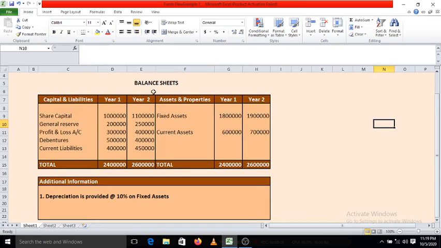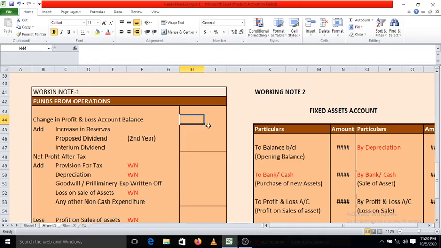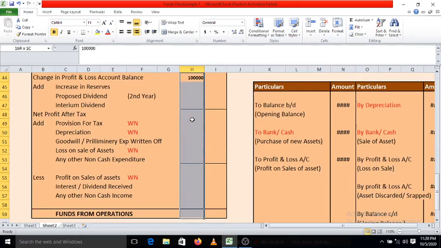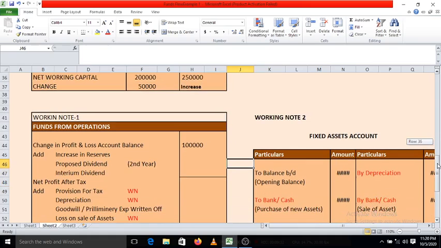Now you can check out. See, this is the balance sheet. On the liability side there is a profit and loss account. Year 1 balance is 3 lakhs, year 2 balance is 4 lakhs. So there is a change of rupees 1 lakh. Is it an increase or decrease? It is an increase. Increase means positive. Your profit and loss account has increased by rupees 1 lakh, which means profit has increased by rupees 1 lakh. So increase in profit is a positive change. So here I will write increase in profit and loss account by rupees 1 lakh.